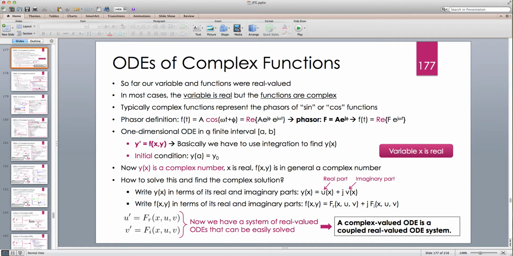So a one-dimensional ODE in a finite interval a and b, again, it's y prime equals f of x and y, but now y is complex. And the initial condition y of a is y0. Now y0 is complex. Y0 is a complex number, all right? So have this in mind.